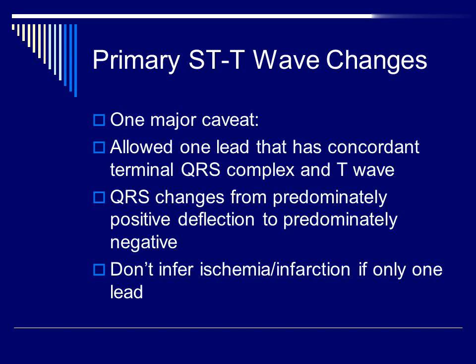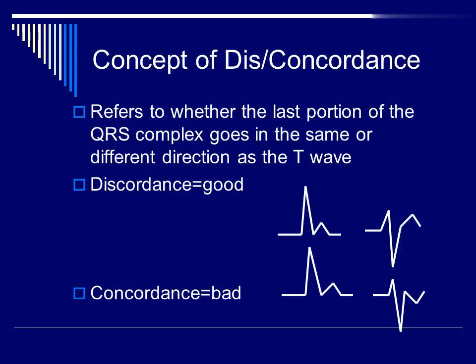Primary ST/T wave changes. One major caveat. Allowed one lead that is concordant terminal QRS complex and T wave, where QRS changes from predominantly positive deflection to predominantly negative. Don't infer ischemia/infarction if only one lead. Concept of discordance/concordance refers to whether the last portion of the QRS complex goes in the same or different direction as the T wave. Discordance equals good. Concordance equals bad.